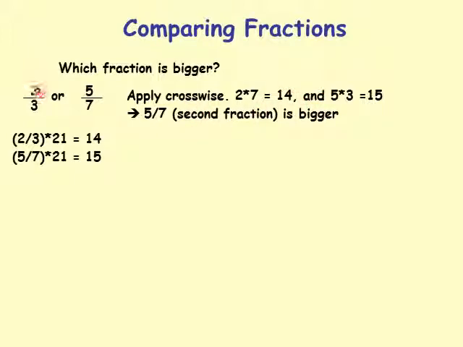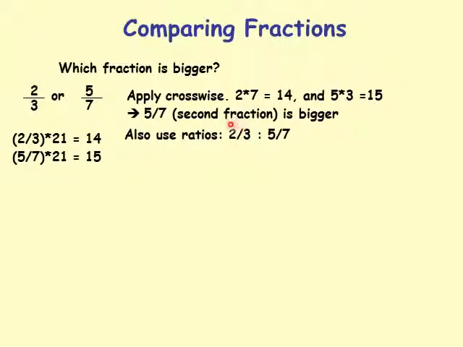In Vedic math, we can compare the fractions using crosswise. In conventional math, you have to multiply out by the product of the denominators. And in my opinion, this one is simpler and easier. Okay, let's continue.